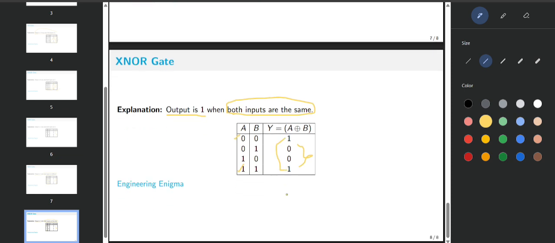This you can write in your exam. This is sufficient for representing the difference between classical gates and quantum gates.